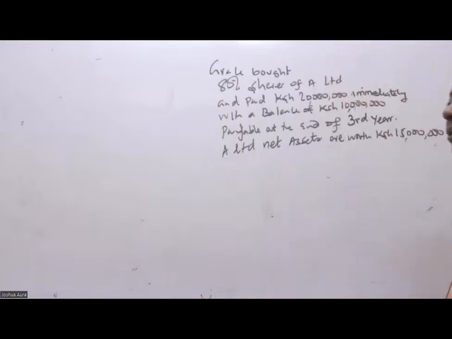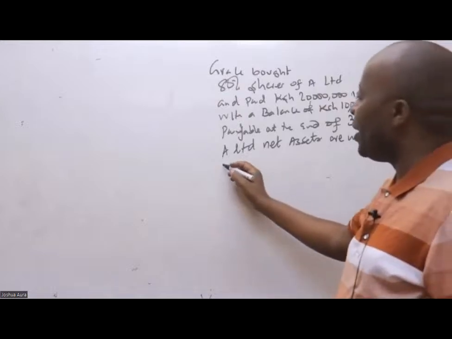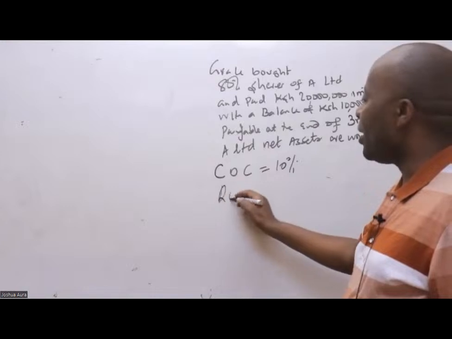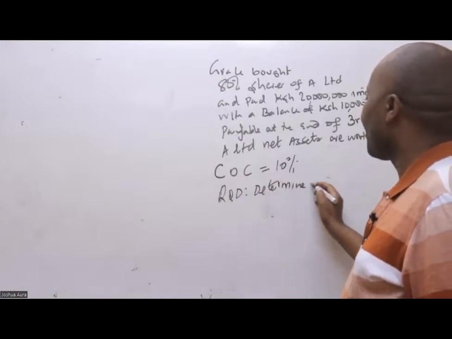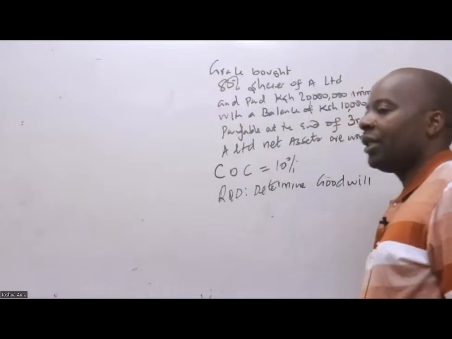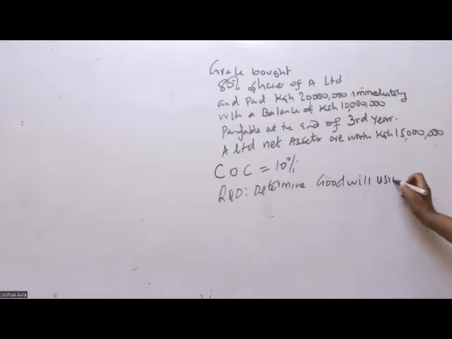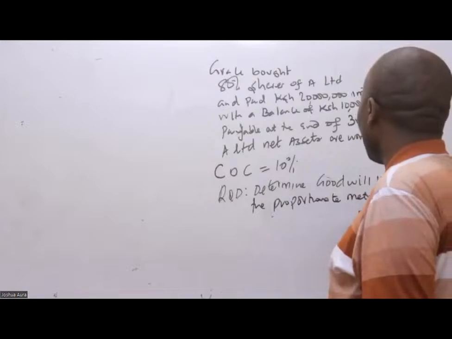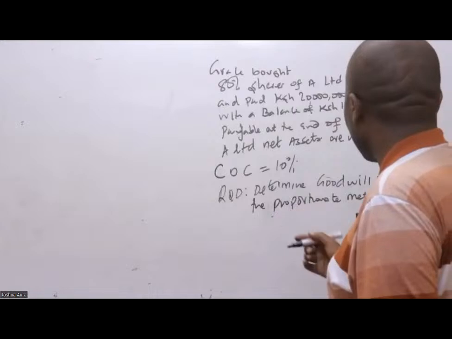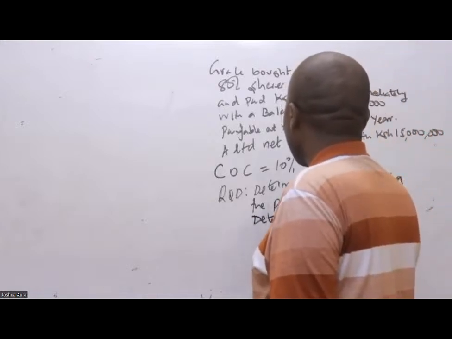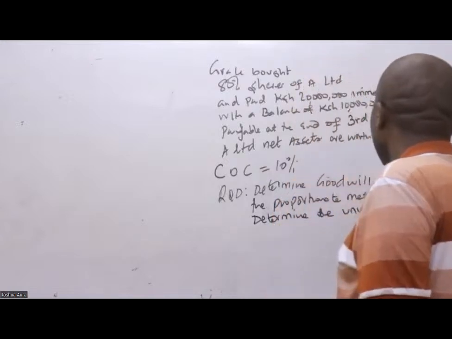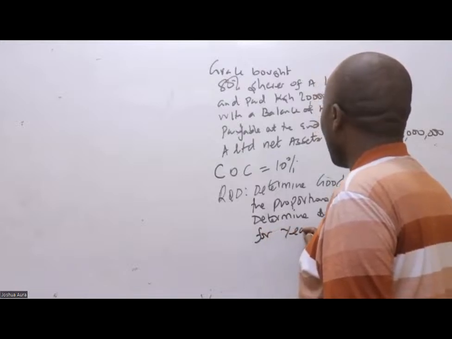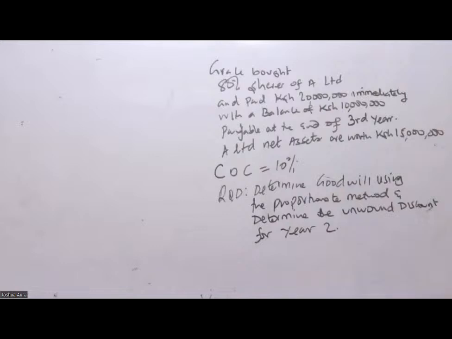And then we are given here a cork of 10%, and then we are required here to determine goodwill using the proportionate method, and determine the unwound discount for year 2. So if you get an examiner who hates you, they'll always set this kind of a question.